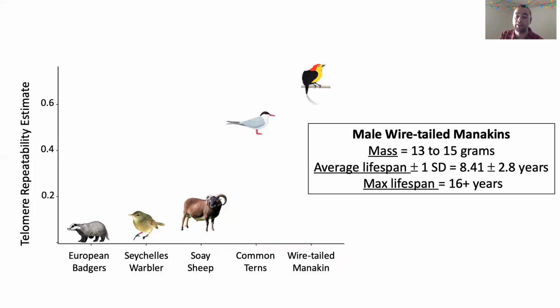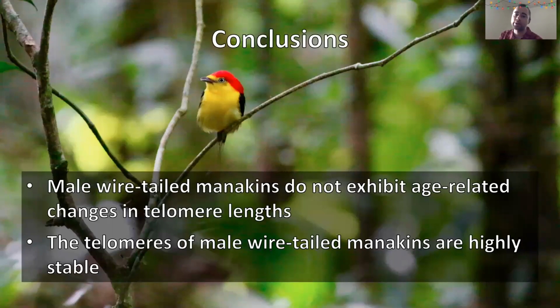And this is likely related to their extreme lifespan for their size, and also related to the fact that manakins are highly frugivorous, and fruit-based diets are associated with high antioxidants. So it's likely that their diet is also involved in driving the stability of the telomere dynamics in this species. So a quick conclusion here: male wire-tailed manakins do not exhibit age-related changes in telomere length, and we looked at this both within and between individuals, and there were no consistent patterns. And wire-tailed manakins also exhibit exceptionally stable telomeres.